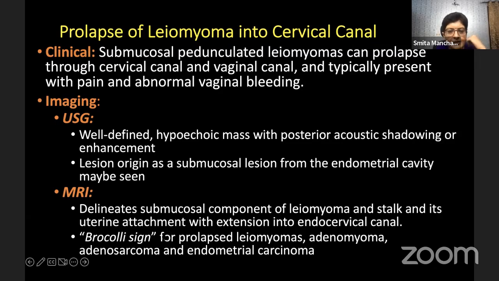And on MRI, classically, the submucosal component of the leiomyoma, its stalk and its uterine attachment with extension into the endocervical canal can be seen. And this broccoli sign has also now been described not just for leiomyomas, but also for any lesion which is prolapsing, whether it is an adenomyoma, adenosarcoma, or even endometrial carcinomas, which are mass forming.